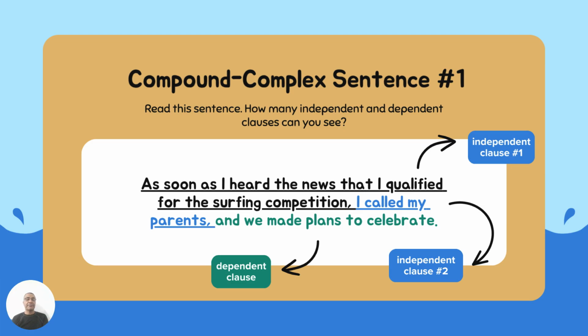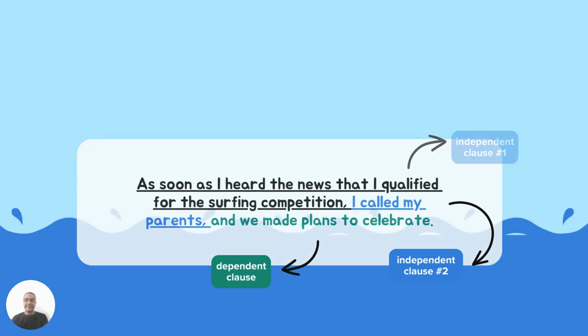The first one is in black. As soon as I heard the news that I qualified for the surfing competition, that is the dependent clause. I called my parents, that is independent clause number one. And we made plans to celebrate, that is independent clause number two. That's why we call them compound complex sentences.